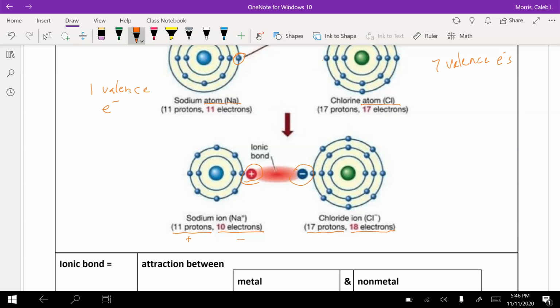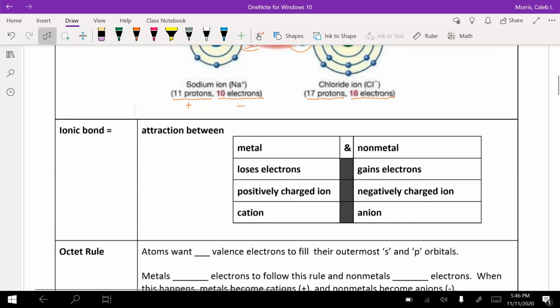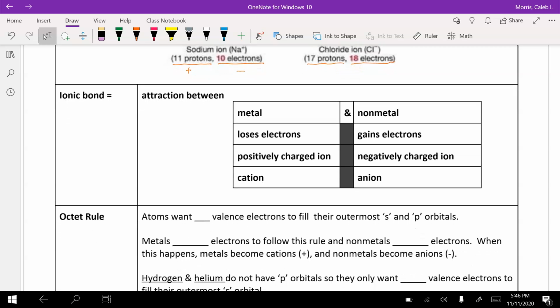And now opposites attract. So we have this ionic bond, which is just the strong attraction between a positive particle and a negative particle. An ionic bond is the attraction between a metal and a non-metal, usually. It's almost always between a metal and a non-metal. So if you're looking at your periodic table and you see that one of the elements in the compound is on the left of the staircase, the other one's on the right, it's going to be an ionic compound.